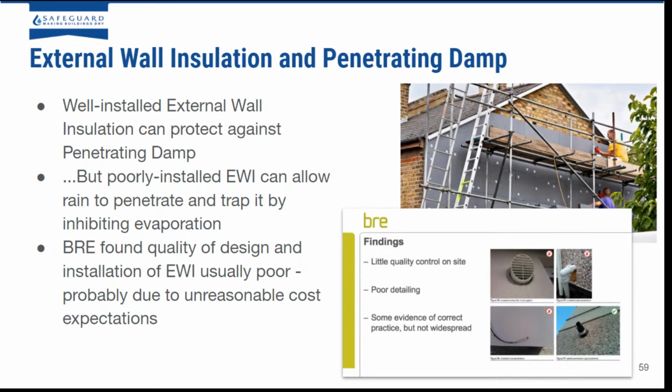And just to finish up, briefly, penetrating damp and EWI. So well-installed external wall insulation can actually really protect against penetrating damp. It's a really good protection. But poorly installed EWI can allow rain to penetrate and obviously trap it by inhibiting evaporation.